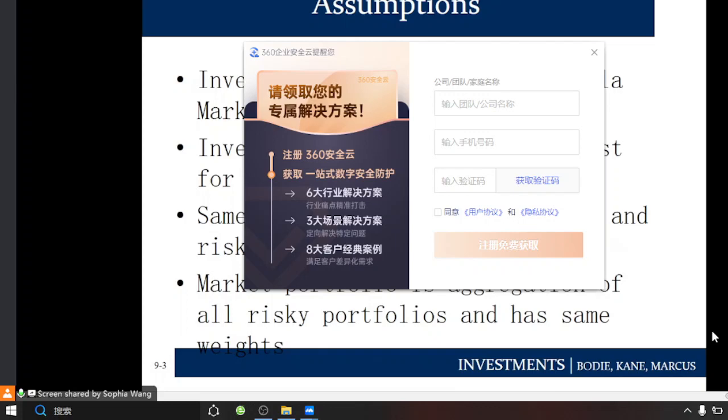Okay. The fourth one, the market portfolio is an aggregation of all risky portfolios at the same weights. We see that it's impossible because different investors have different risk aversion. That means the parameter big A is different. In that case, they will not use the same strategies, and of course, they will not have the same portfolio. I mean, the proportion of the risky assets is totally different. So in this case, they cannot have the same weights. It's impossible.